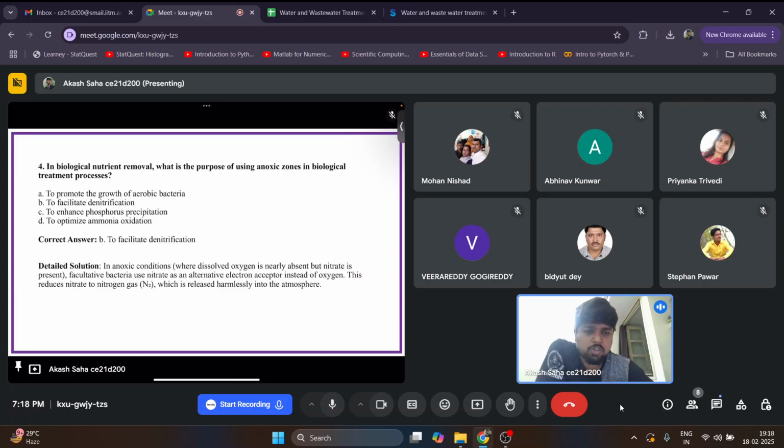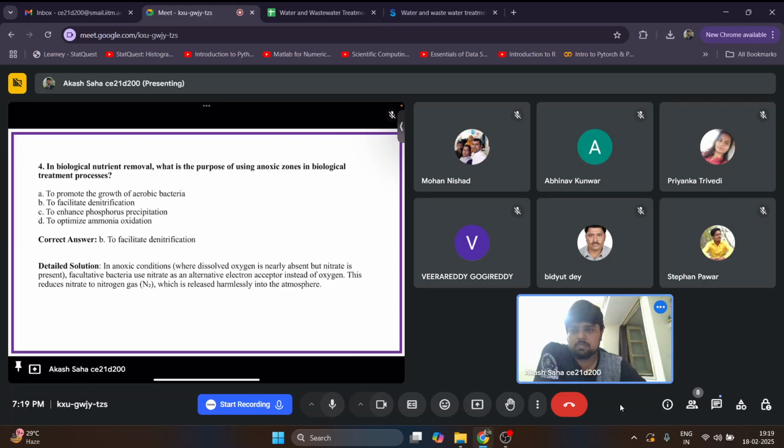In anoxic zones, dissolved oxygen is nearly absent but nitrate is present. Facultative bacteria can survive in both a little bit of aerobic zone and the anoxic zone. They use nitrate as the electron acceptor instead of oxygen, and this reduces the nitrate to nitrogen gas, which is released harmlessly into the atmosphere. So that's why we need an anoxic zone, right?